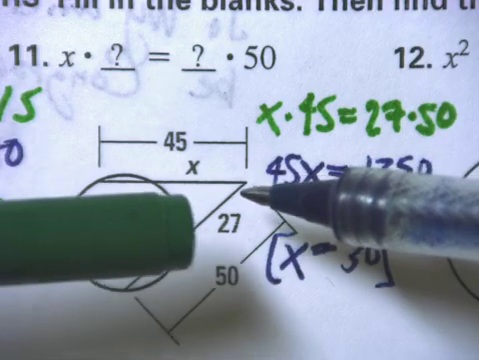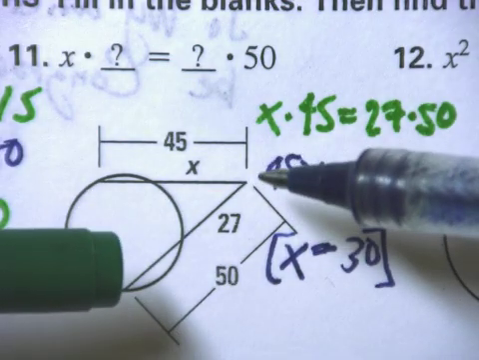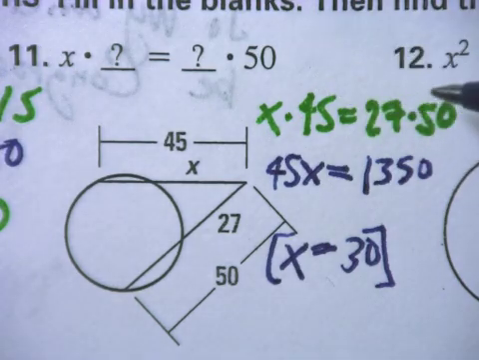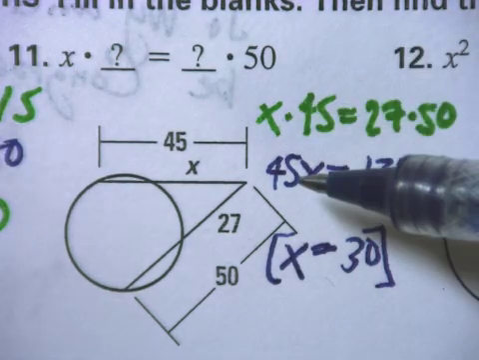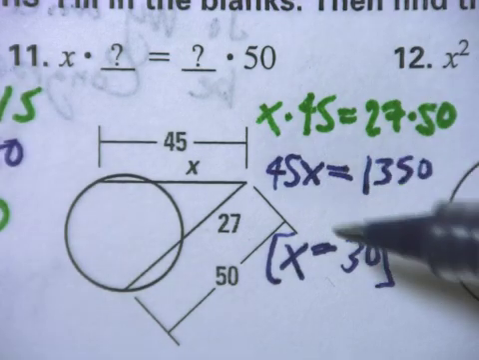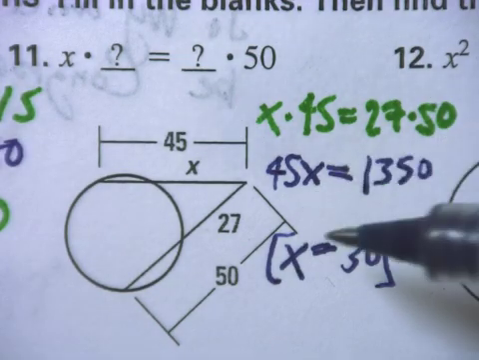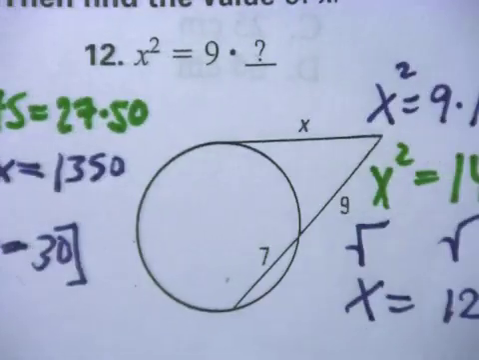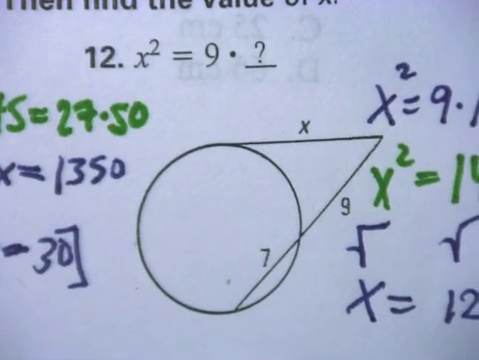Over here, we have 27, which is the outer portion, and the entire thing is 50. So we're going to multiply 27 times the entire thing, which is 50. So here I have x times 45 is equal to 27 times 50. I distribute, that gives me 45x. These two multiplied gives me 1350. Obviously, I divide both sides by 45, and x comes out to be 30.